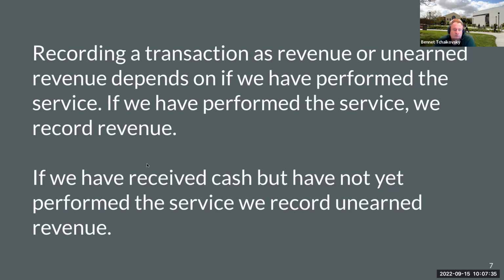But if we have received cash, and this is really important, if we get cash but we have not yet performed the services, we have an obligation, and that obligation is to perform future services. Therefore, we are going to be recording unearned revenue. Unearned revenue is not revenue. Why? Because we have not performed the service. Remember, if we perform it, we're generally going to be entitled to record that revenue. There are some other nuances, but in general, that's what we're going to be doing. So the biggest difference between revenue and unearned revenue is whether we've done our job.